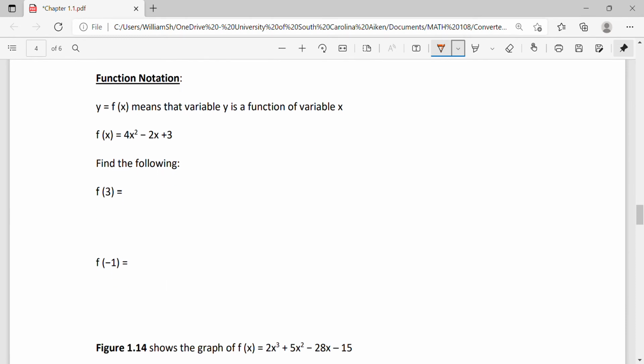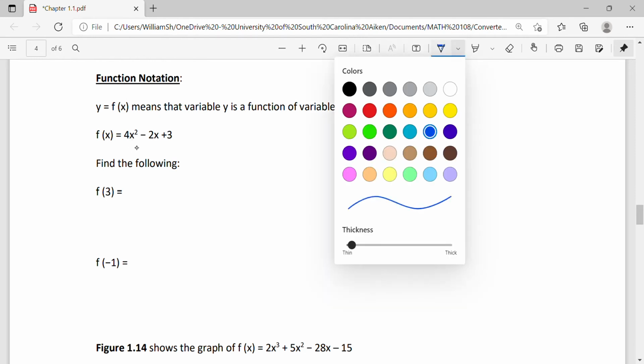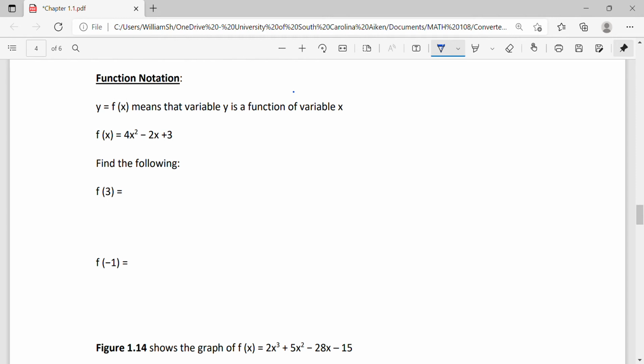Now, let's look at some function notation here. Okay. Try to change my color back to blue. It's my standard color. Now, function notation, we have y equals f of x, which means that the variable y is a function of variable x. Okay. So, if I'm looking at this, I've got the function f of x equals 4x squared minus 2x plus 3. And my instructions here ask me to find f of 3. Now, you'll notice that 3 is in the same spot that x used to be in.